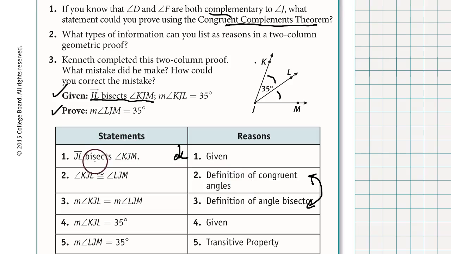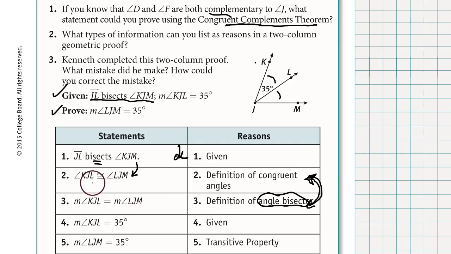If the previous statement used the word bisect, and you want to conclude from that that 2 angles are congruent, that should be the definition of angle bisector. So what he wrote as the reason in the third step should actually be the reason in the second step.